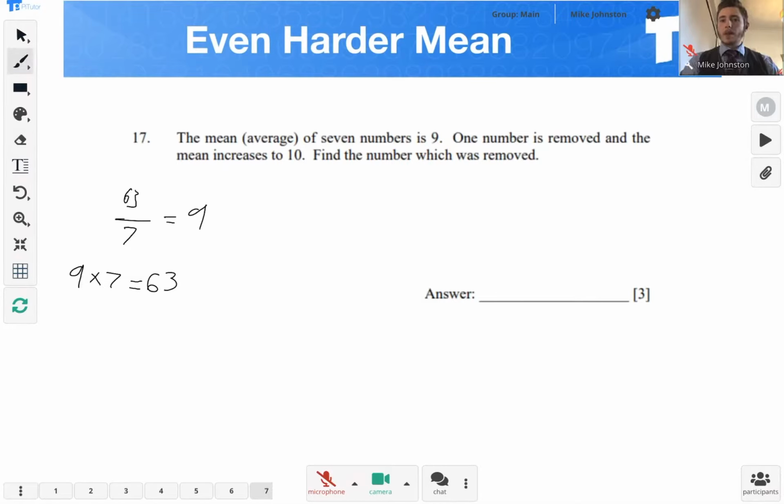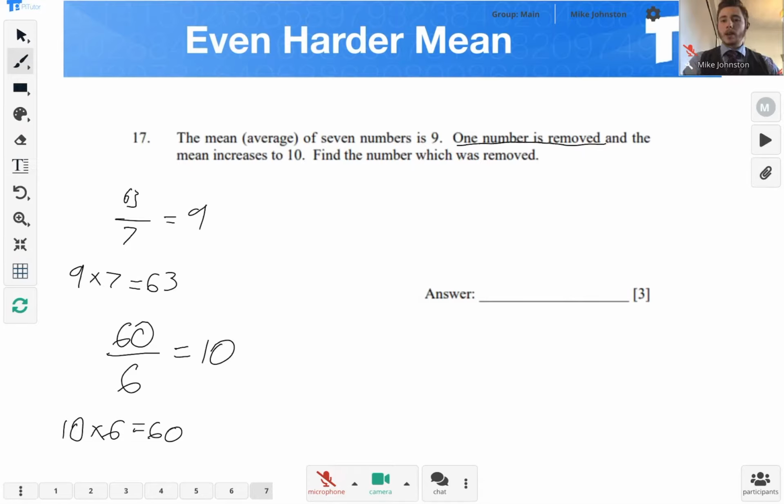Okay, so now we know they're going to remove 1 number, so now we know there must be 6 numbers, so we know it's going to be something divided by 6, and then that gives us a higher mean of 10. So now we can think there, well, we need to do the exact same thing again. It's going to be 10 times 6 gives us 60, so we know that must go in here, using the exact same technique we did before, where we found that if the mean is the sum divided by the amount, then the sum is the mean times the amount.